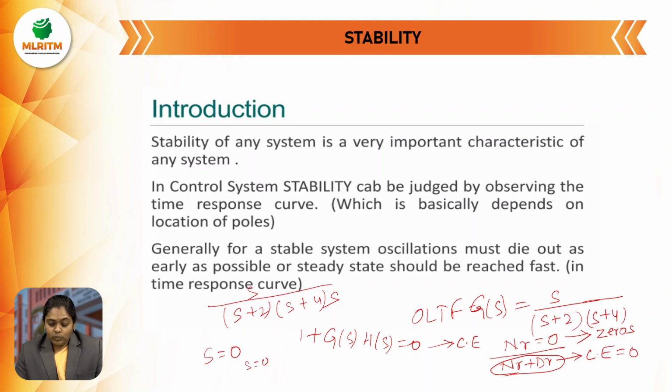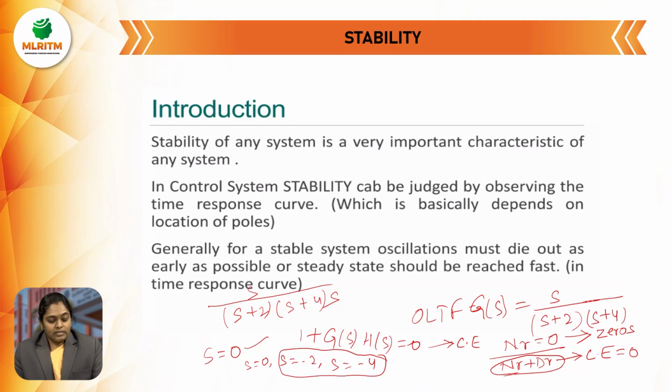One is at s equal to 0, the other one is at s equal to minus 2, and the other one is at minus 4. So from this expression, I can say that there is one zero, which is present at the origin, and there are poles present at minus 2 as well as minus 4. So depending upon the location of the poles, I can say whether the system is stable or not.